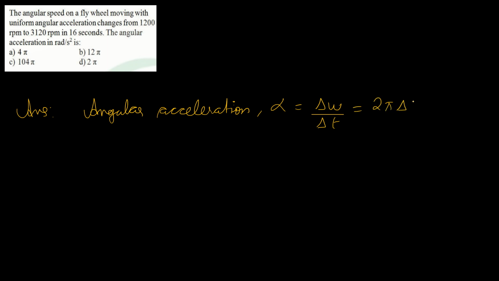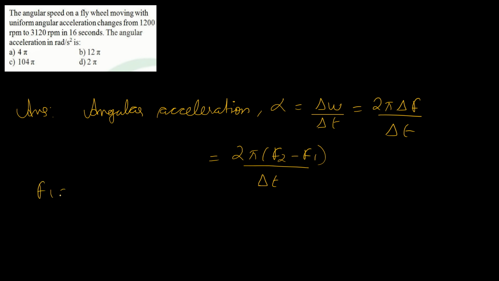Here, since this question was mentioned, I'll explain the answer. Just note down this formula. Angular acceleration, denoted by alpha, is equal to delta omega by delta t. Delta omega means change in angular frequency, delta t is the time taken, equal to 2 pi delta f by delta t, which is equal to 2 pi into f2 minus f1 by delta t. Here f1 and f2 are given.